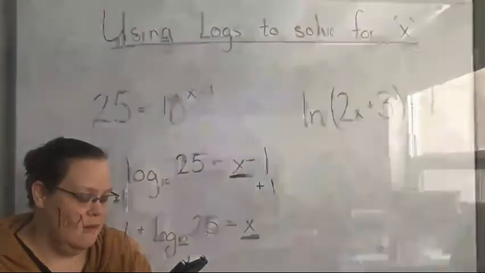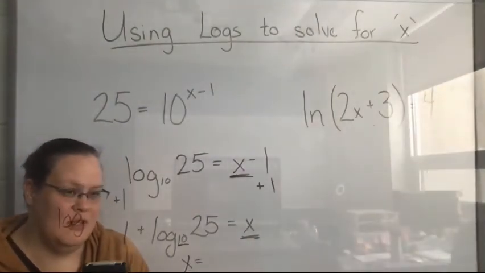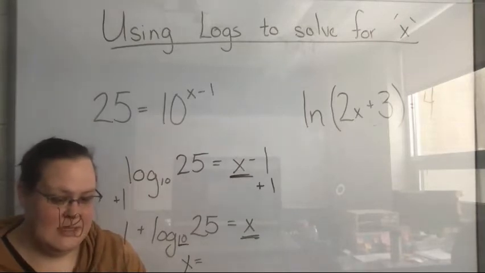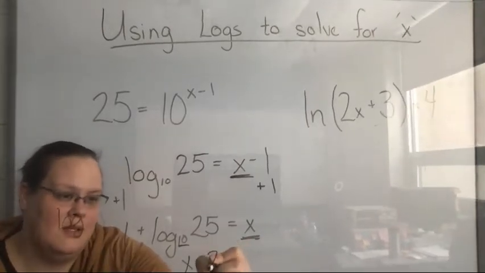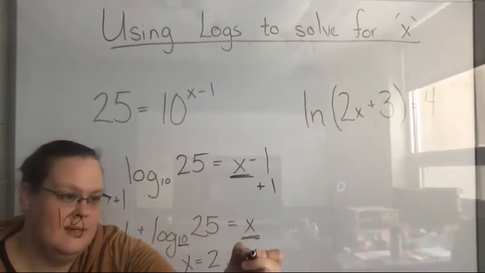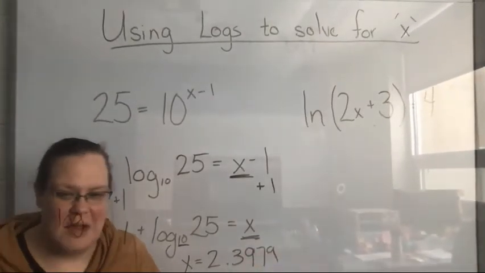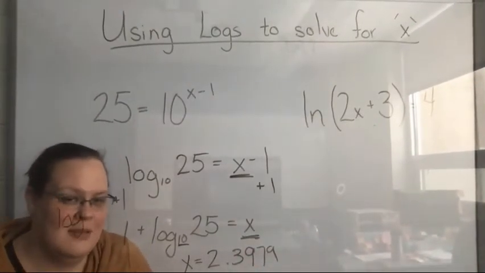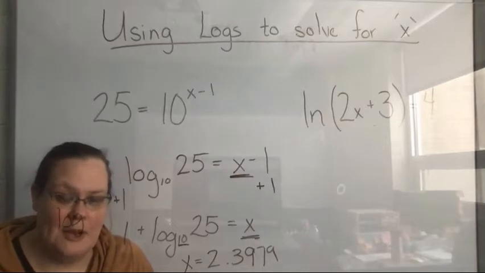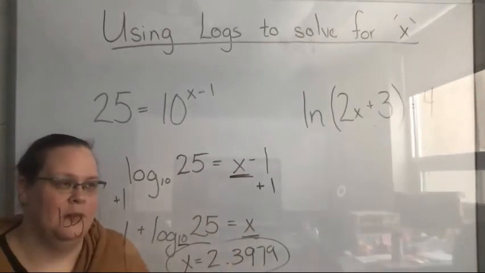So when I type this in, 1 plus the log of 25, make sure 25 is in those parentheses, my answer is 2.3979. Pay careful attention to that rounding, right? If you need some practice on how to round, make sure you let me know. But this is how we can find that x value.